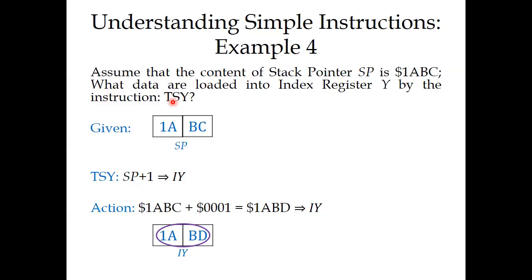Now, again, anytime we get an instruction, we look at column 3 of the instruction set to understand the operation. If you look at column 3 for this instruction, you will see this is what is written: SP plus 1 copy to IY. What does it mean? This means that whatever you have in SP, meaning the stack pointer, which is actually given to you, add 1 to that. And then after you add 1, copy that content to index register Y.